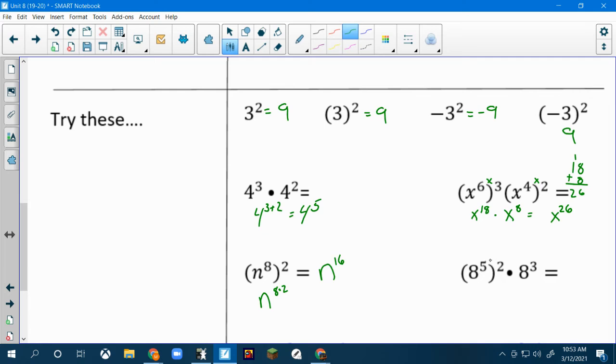8 to the 5th times to the second. 5 times 2 is 8 to the 10th. Times 8 to the third. You add them up, and you're going to get 8 to the 13th.